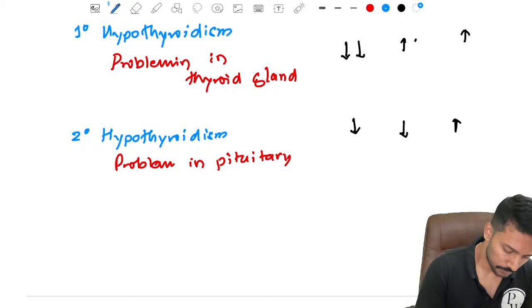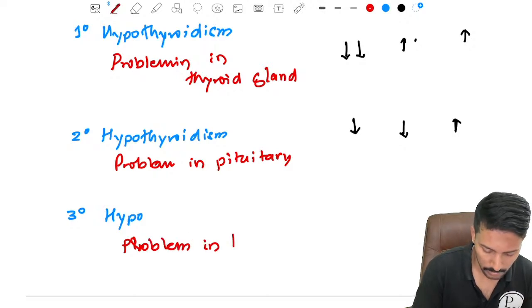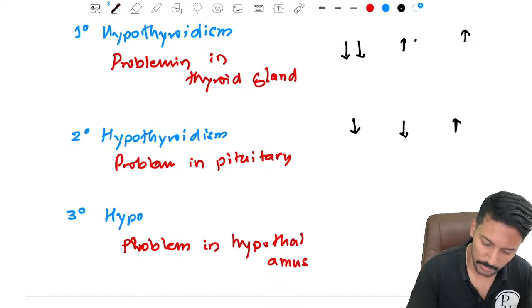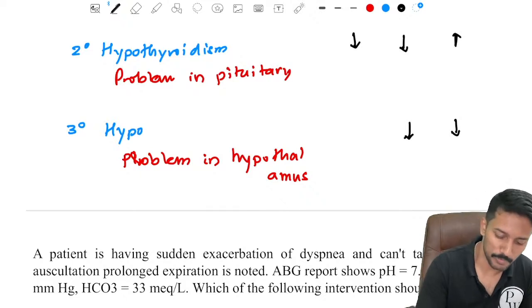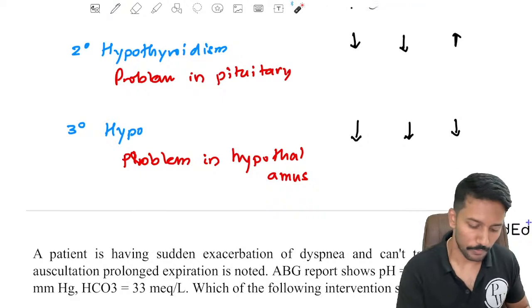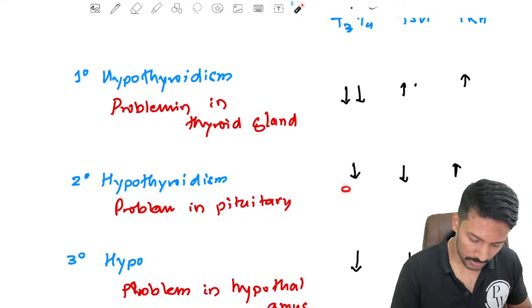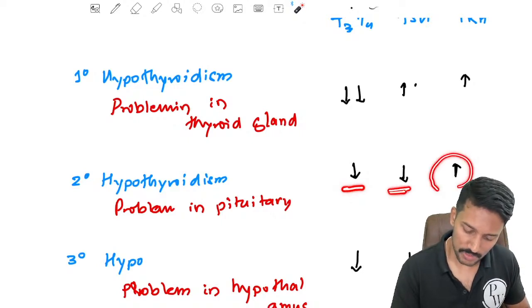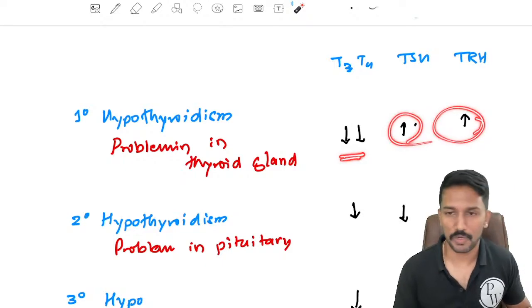If it is a case of tertiary hypothyroidism, then the problem is in the hypothalamus. So in that case, everything will be low because your hypothalamus is not producing sufficient TRH, the pituitary is not producing sufficient TSH, and because the pituitary is not producing sufficient TSH, your thyroid gland is not producing sufficient T3, T4. So if all three are low, then it is tertiary. If both the T3, T4 and TSH are low and TRH is high, then it is secondary. In primary, T3, T4 will be low, TSH and TRH will be high, right?